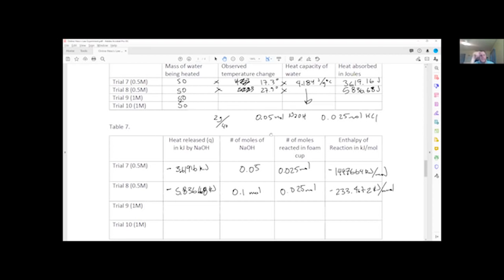So what would be the best way to figure out the enthalpy of the reaction for the neutralization of a specific amount of sodium hydroxide? So you're only looking at that solid sodium hydroxide being neutralized by HCl. Well, I think the best way to look at that would be to put an equal molar amount of sodium hydroxide and HCl in that solution. So now let's look at trials number 9 and 10.